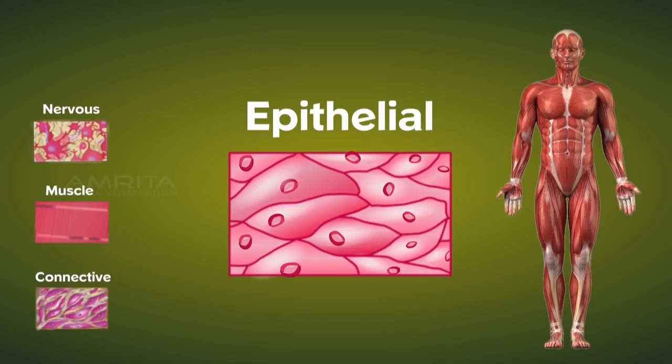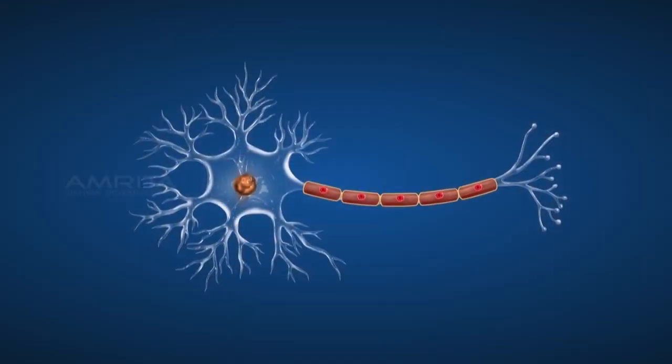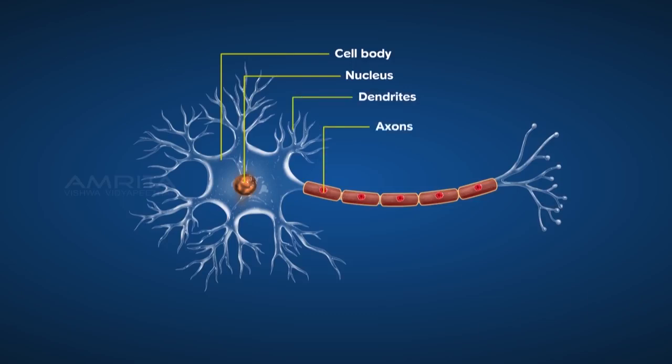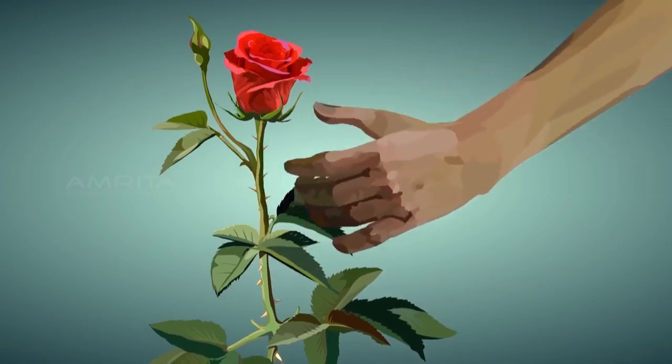The next tissue type is nervous tissue, which consists of a nerve cell or neuron that has a cell body containing the nucleus. The cell body extends and forms specialized cell parts called dendrites and axons. These are nerve cells that help you retract your hand when you touch a thorn.